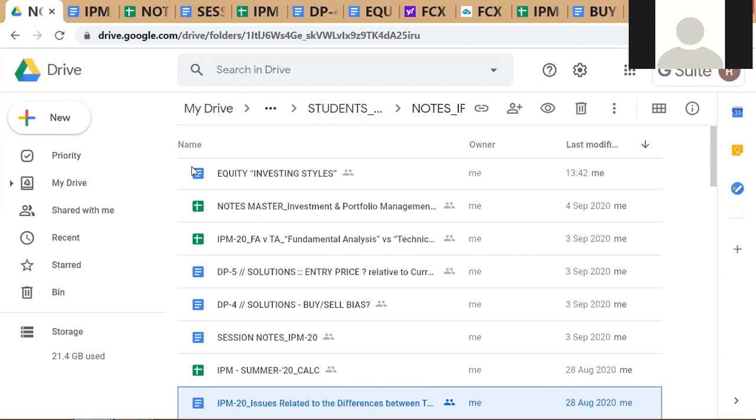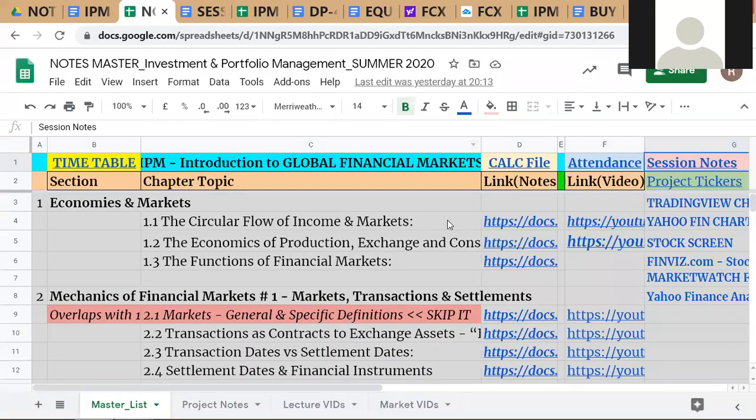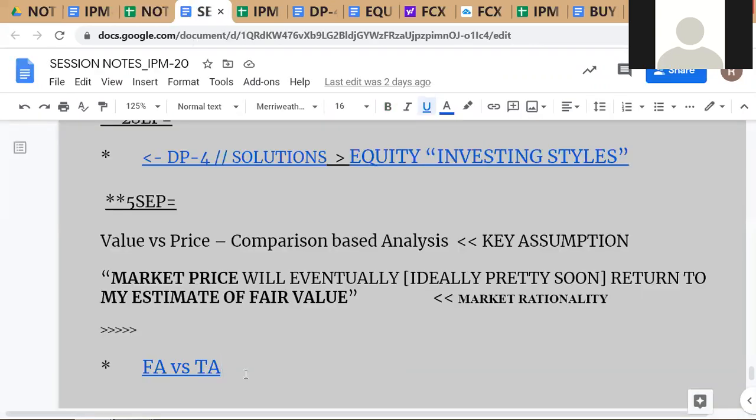They are not very well organized, but I think the best way to approach it is to go through your session notes and your calc file, etc., and your notes master. This is the best way to approach the material in the course, because everything is given over here. As I said, if you think something is not clear, it needs to be better organized, please feel free to give me your suggestions.